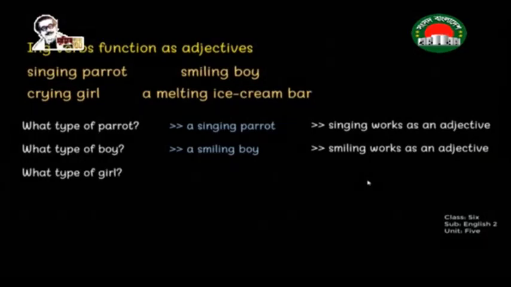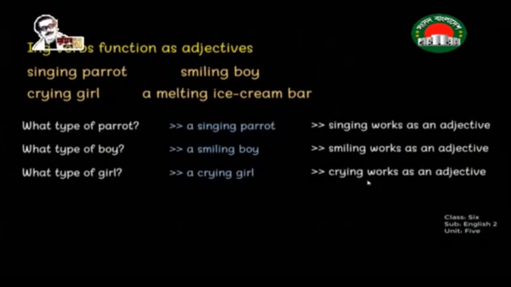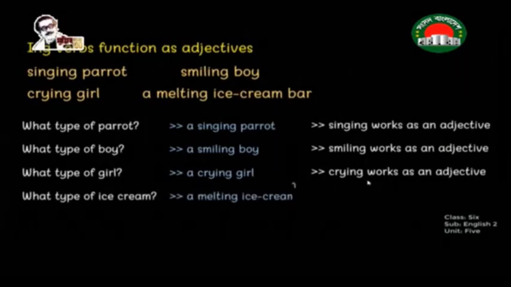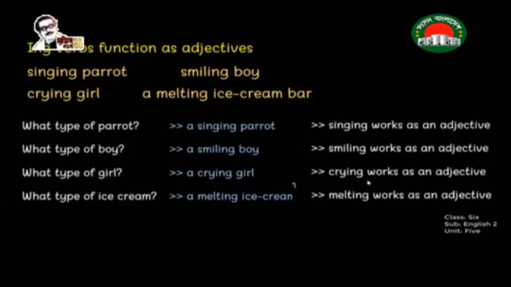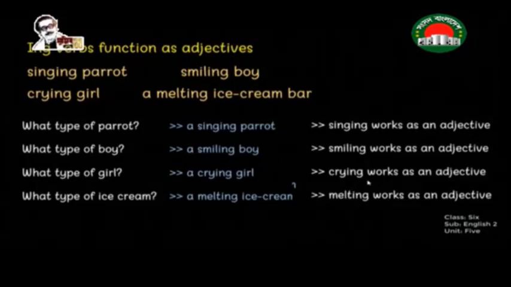What type of girl? A crying girl. Crying works as an adjective. What type of ice cream? A melting ice cream. Melting works as an adjective. So, all the ing forms here work as adjectives.